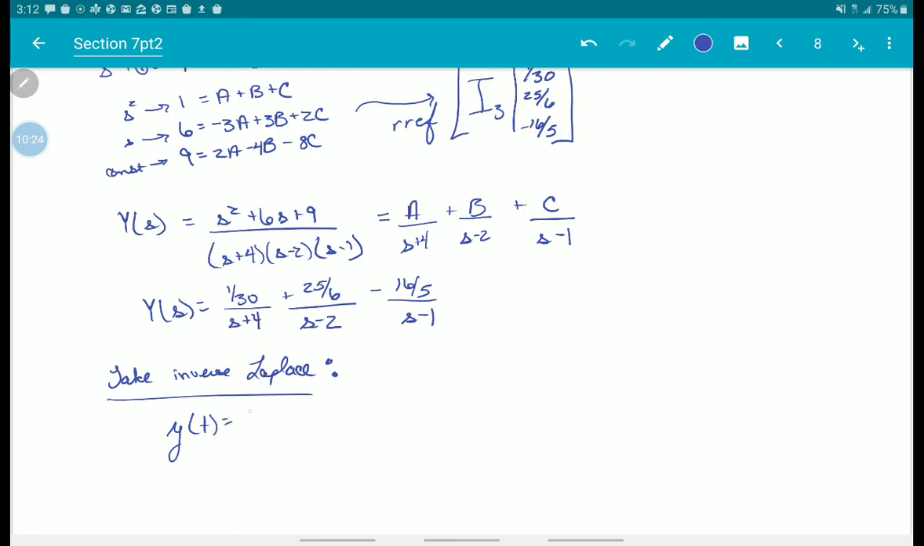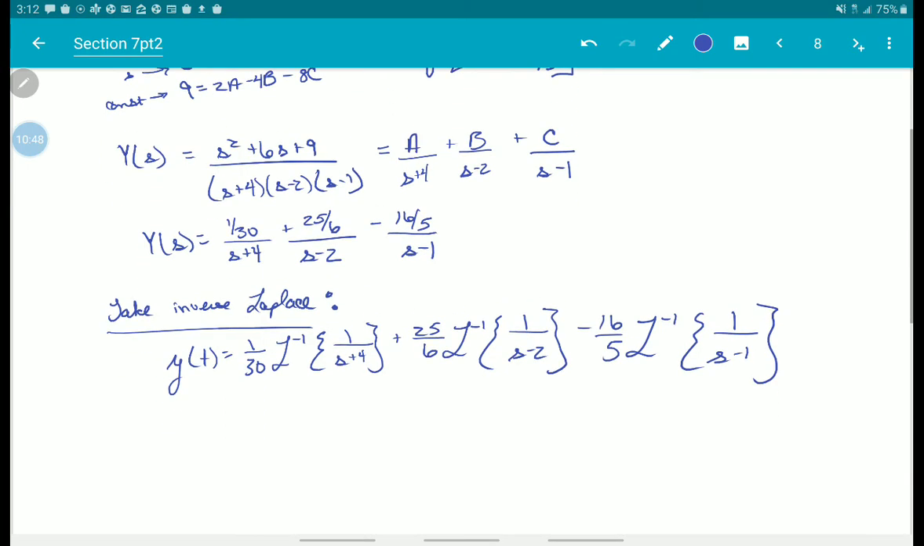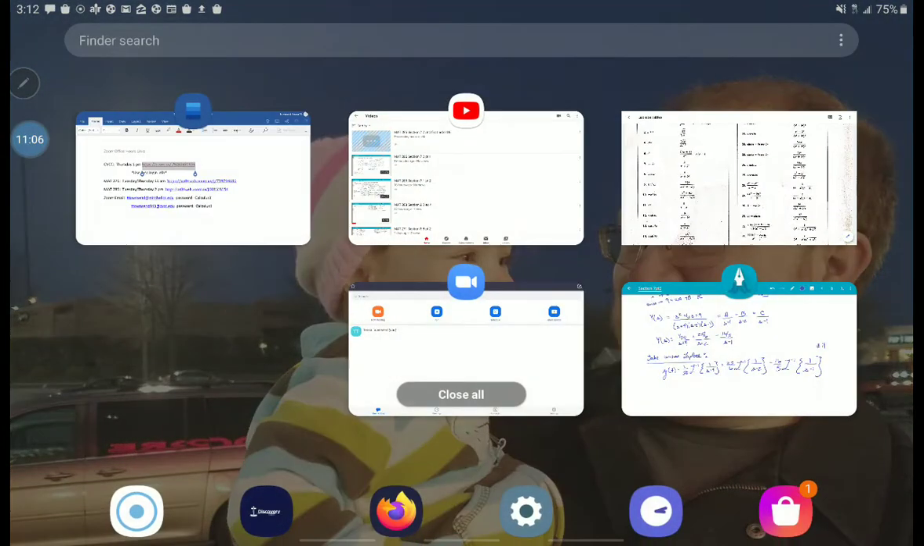So we're going to have 1 over 30, and then we need to take the inverse Laplace of 1 over s plus 4, plus 25 over 6 times the inverse Laplace of 1 over s minus 2, minus 16 over 5 times the inverse Laplace of 1 over s minus 1. So the formula we're using for every one of these is going to be row 11 in your transformation sheet. Going back to this, you can see how that 1 over s minus a matches all three of those pieces for us.